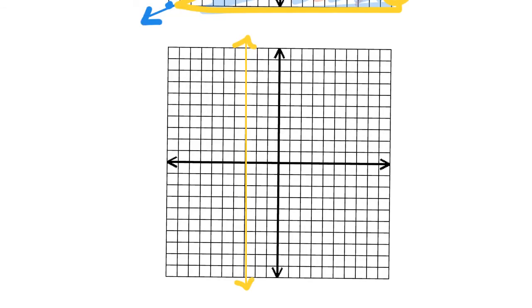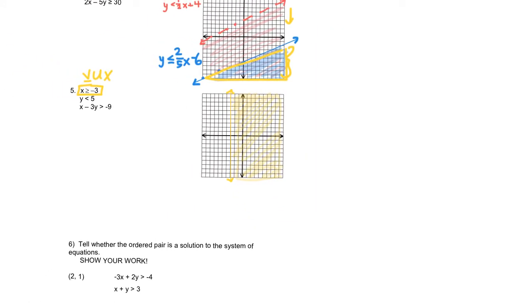Now that I have my line drawn, we're going to shade where x is greater than or equal to -3. So in this case, that would be to the left or to the right. So x is greater than -3 to the right. So we are going to shade this to the right. All of these are solutions to that inequality. Let's do the next one.